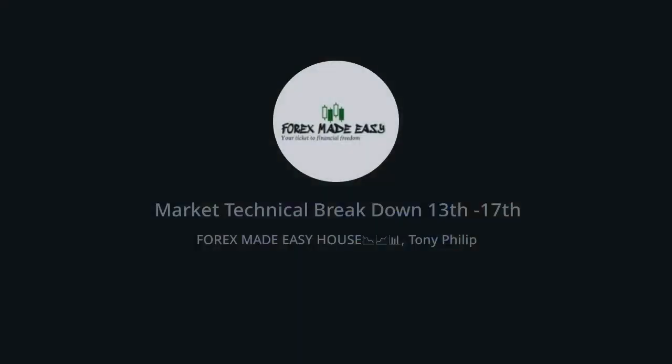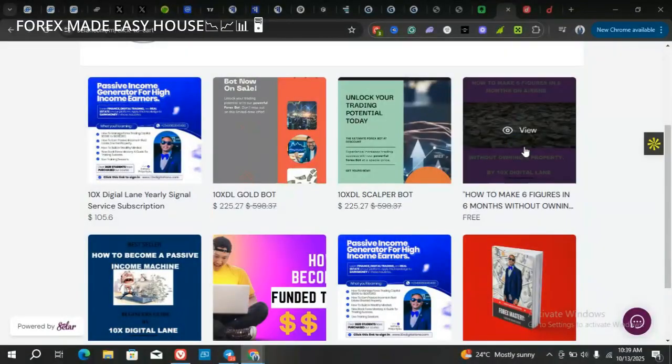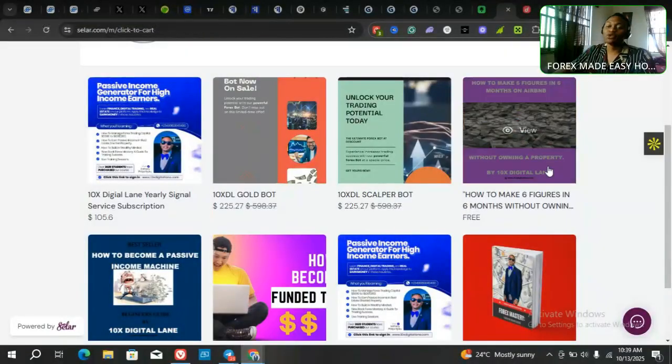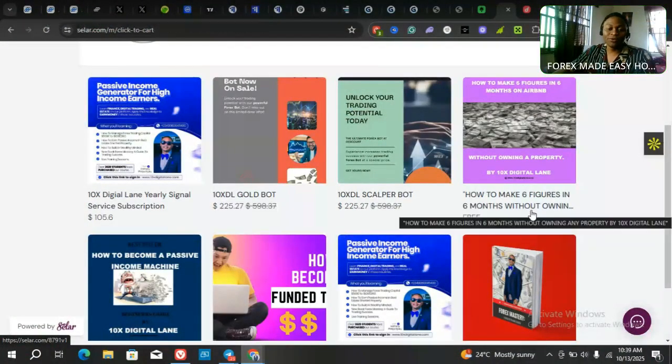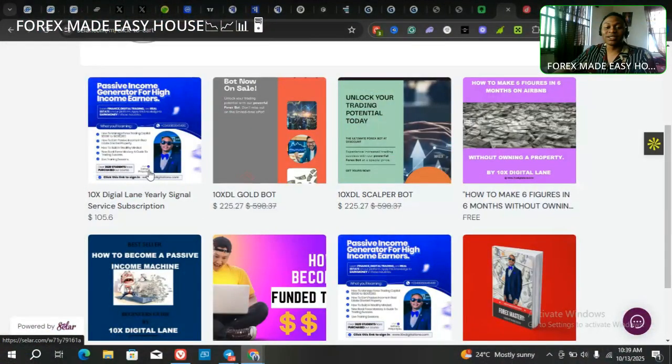And this is how to make 6 figures in 6 months without owning a property. This is real estate business. Every single piece of information you get from these books is information that we have executed, got results, shared these results and processes with our students, and they also got results. So we don't just preach what we don't do, we preach what we do.